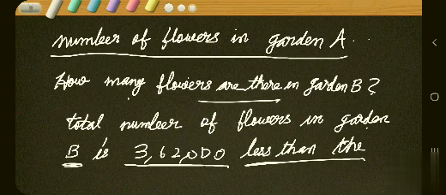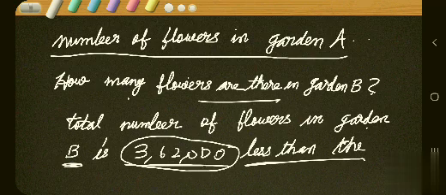So let me explain once again. They have given the number of flowers in garden A. And what else is given? The number of flowers in garden B is how much less than that of garden A. That is given. So for finding out the number of flowers in garden B, what we have to do? Yes, we have to subtract this number from the number of flowers in garden A. That will be our answer. Okay. We have to subtract this from the number of flowers in garden A.